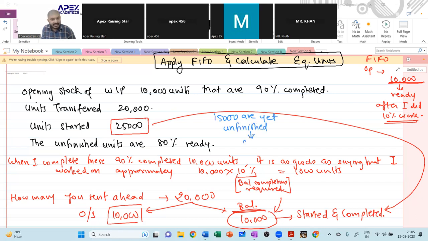This is called the closing stock of work in progress. How much unfinished are they? They are 20% unfinished, meaning they are 80% ready. That means on this 15,000 units, you have worked 80%. It is as good as saying that the work you have done on these 15,000 units is equivalent to 12,000 units. Do you understand this concept?